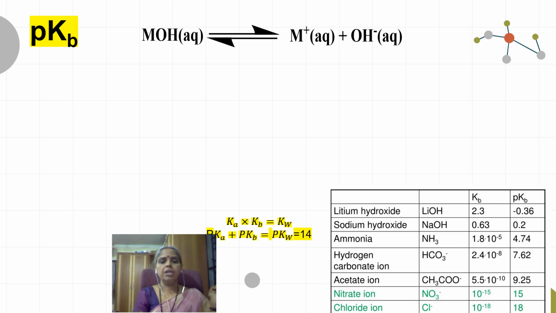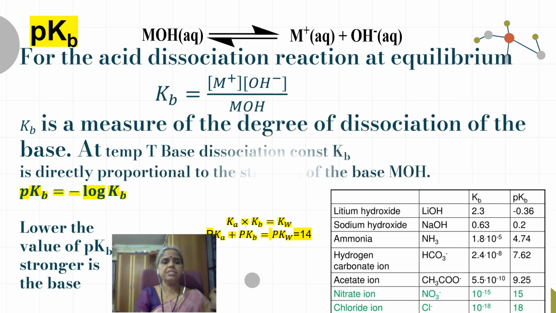Now let us see what is pKb. You can see here a base is shown. The base is shown as MOH. M stands for metal. So MOH aqueous will form M plus and OH minus. So equilibrium condition is attained. We presume that the reaction is at equilibrium condition. So the base dissociation constant Kb is expressed as molar concentration of metal ion M plus into molar concentration of OH minus divided by molar concentration of MOH. You can see here M plus and OH minus are on the product side. MOH is on the reactant side.